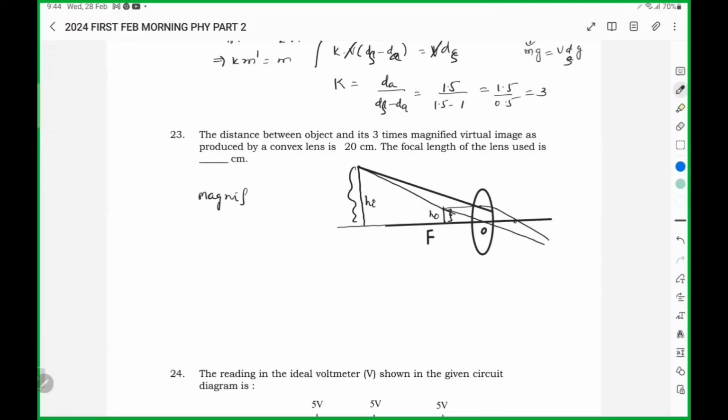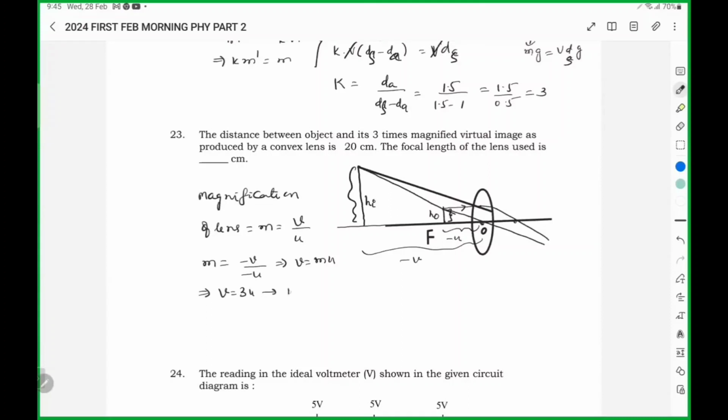Magnification of a mirror is different from magnification of a lens. For a mirror we use minus v by u, while for a lens the magnification is m equal to v by u. So rays are traveling like this. Object distance is measured from the optical center, so it is minus u. Image is formed here. So magnification is minus v by minus u, which will be equal to m. From here, v is 3u.